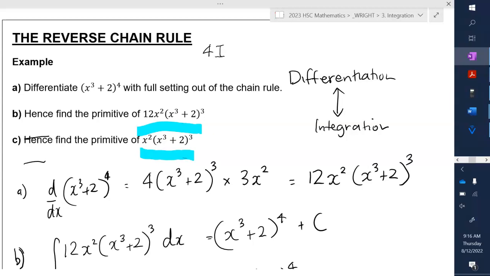Don't leave it like that. You need to neaten it up. The 4 and the 3 become 12. Our x squared goes in there, and our brackets to the power of 3 go in there as well. So that's our answer.